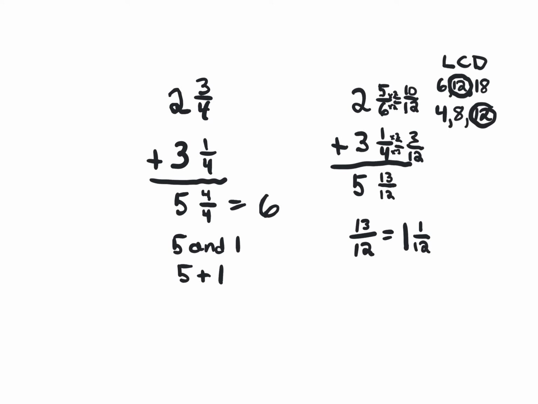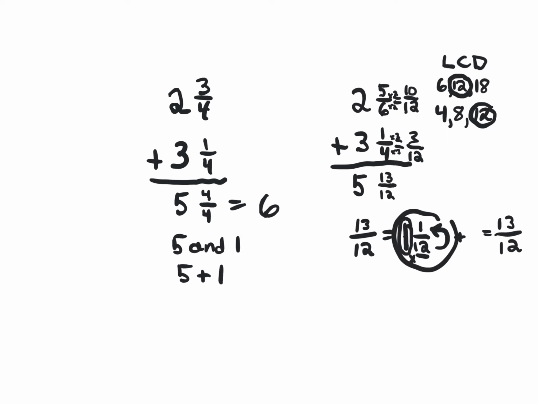Now to go in reverse, we would take the whole number here, 1, multiply it by the denominator of 12, which gives us 12, and then we add the numerator. So 1 times 12 is 12, plus 1 is 13, which gets us back to 13/12.